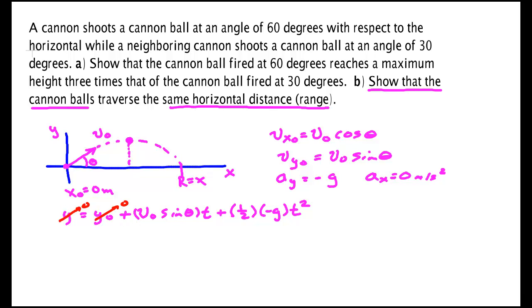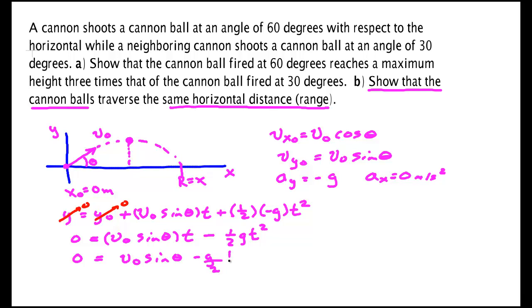So I have now that 0 is V0 sine theta times t minus 1/2 g t squared. Now this equation can be solved, since it doesn't have a constant term, without using the quadratic formula. One can just go ahead and factor out a time. So if I do that, I get V0 sine theta minus g over 2 times t, times the factor t.